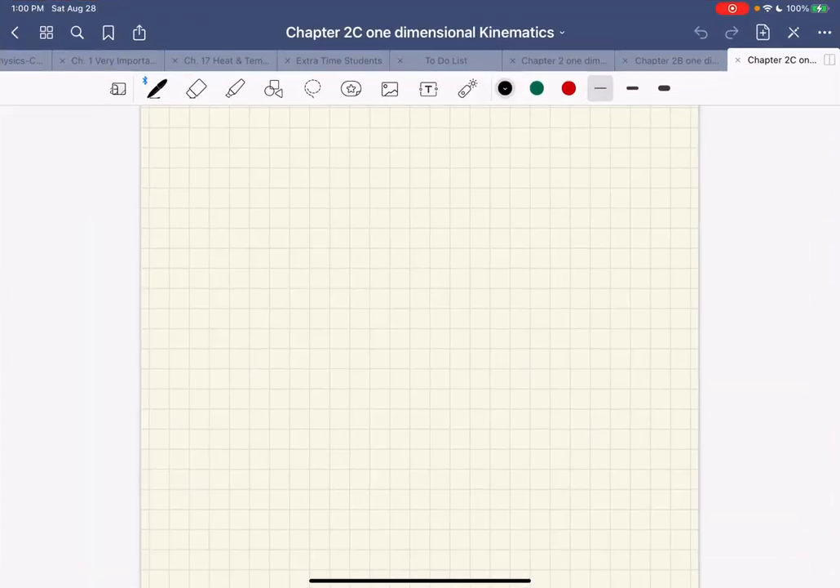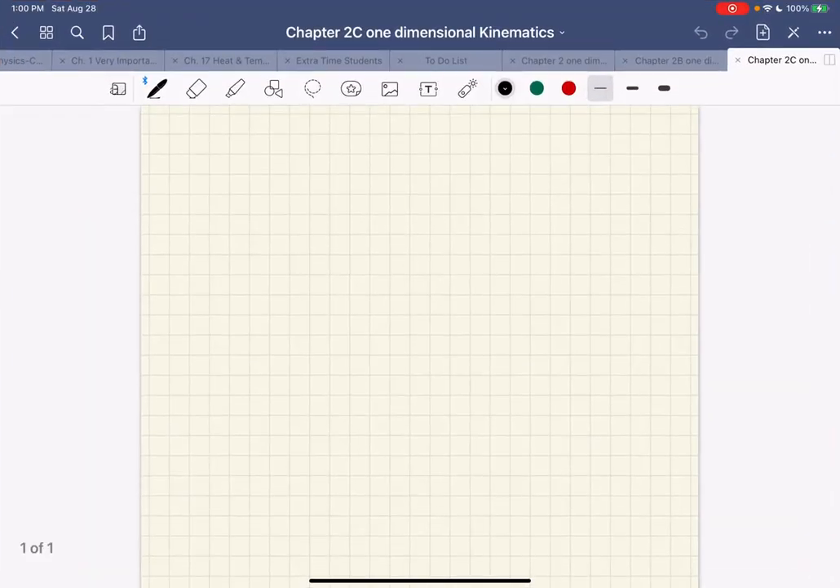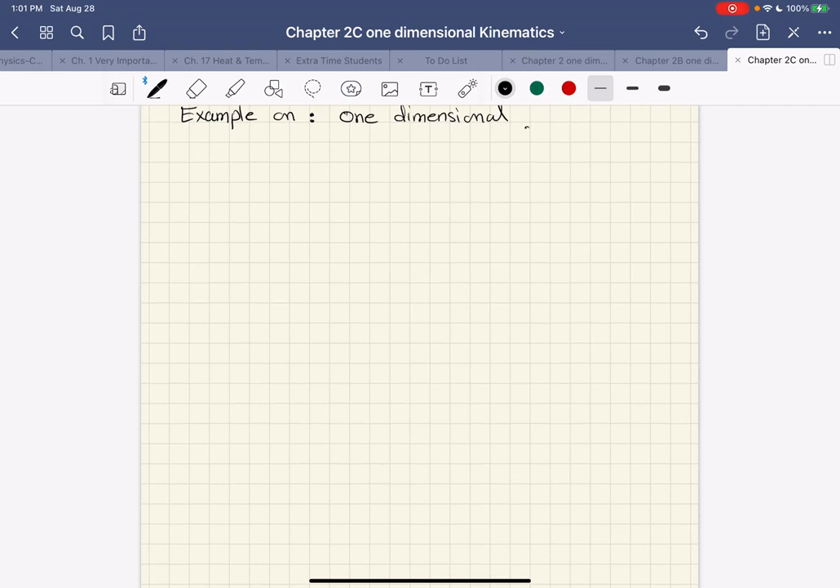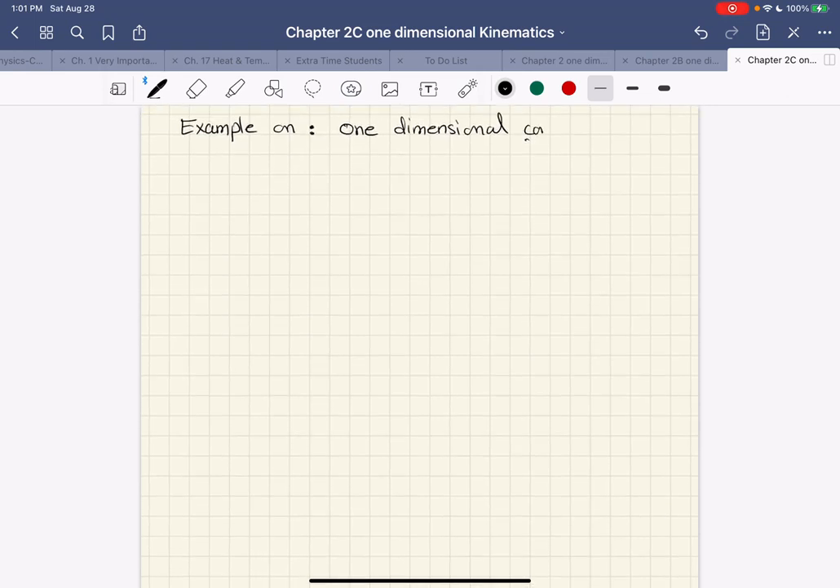Now I will start with the last part from chapter 3, which you're going to find under chapter 2C, one-dimensional kinematics. And here we are going to talk about a very important example: one-dimensional constant acceleration motion.